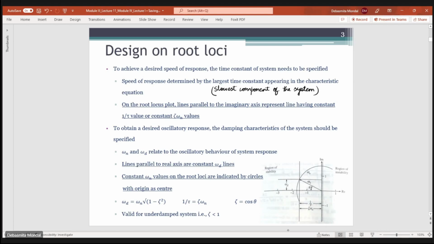Okay, so if you remember, the general form of the characteristic equation was s square plus 2 zeta omega n s plus omega n square is equal to 0. The solution of this equation was minus zeta omega n plus minus j omega n square root of 1 minus zeta square, provided the value of zeta is less than 1.